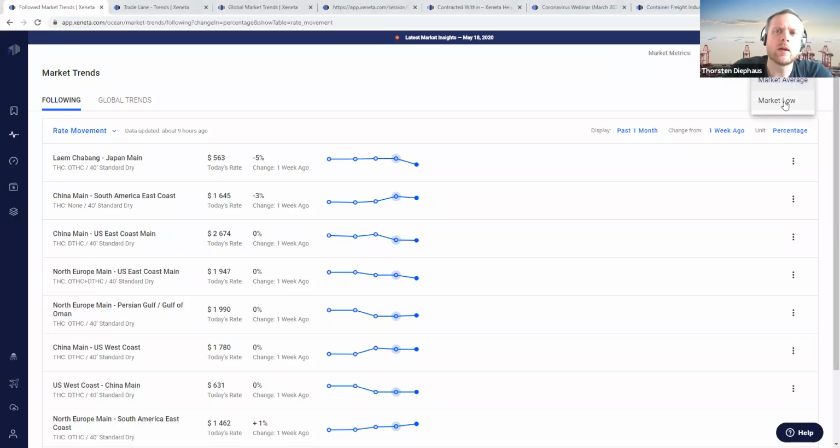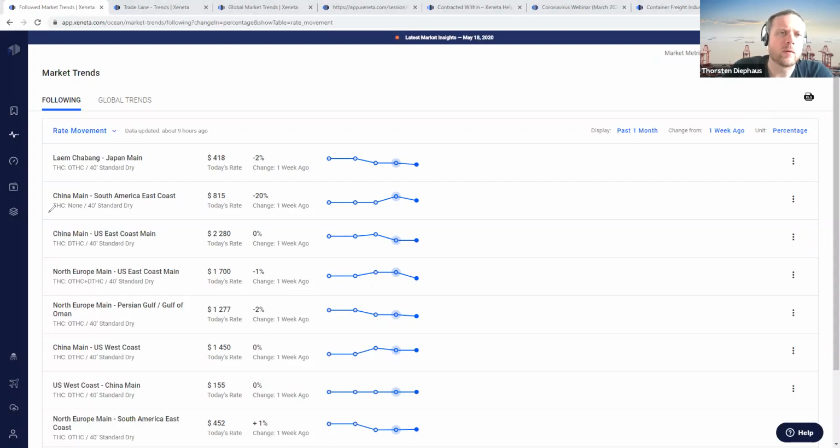But you can also compare it against the market low. There's a slightly different picture. What was quite interesting for me is that China main to South America East Coast main was stable on the average, but since last week, the market low dropped by 20%.